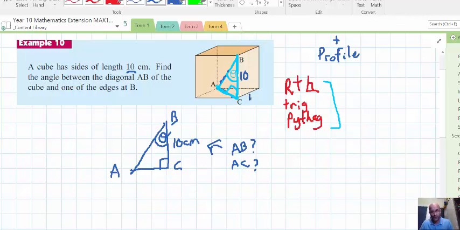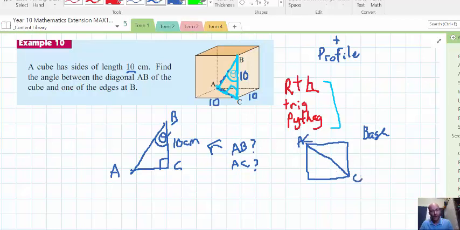Let's look at the base of the cube. So this would be 10, that would be 10, that would be 10. And that means we can work out AC using Pythagoras. So looking at the base of the cube, so that's the bottom of the cube, redrawing that. So drawing diagrams is good to clarify things. If you're not drawing diagrams, you might not be doing this right. So that's AC there.